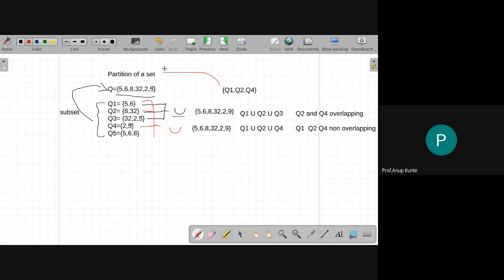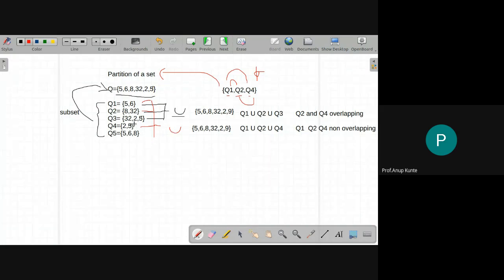Why is it a partition set? Because if I unite Q1, Q2, Q4, I will get the original set. If I intersect Q1 with Q2, Q1 with Q4, or Q2 with Q4, these intersections will yield phi. That is, there is no element present in any two of these subsets. They should be subsets of the original set and they should be non-overlapping. These are the two conditions which define the partition. The third condition is that when I combine Q1, Q2, Q4, I should get the original set.